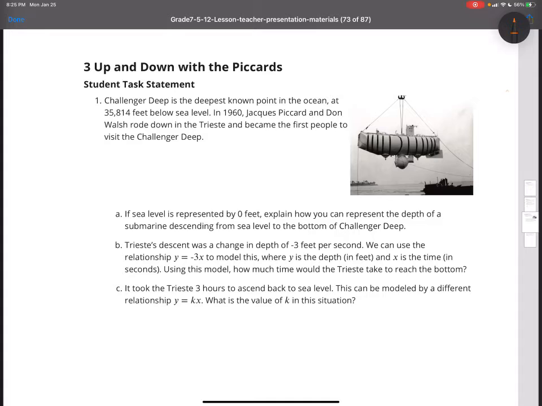Hi guys, today we'll be finishing lesson 12, starting at the third student task statement called Up and Down with the Picards.